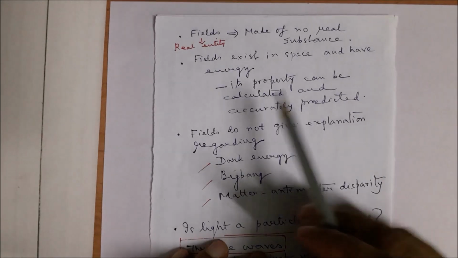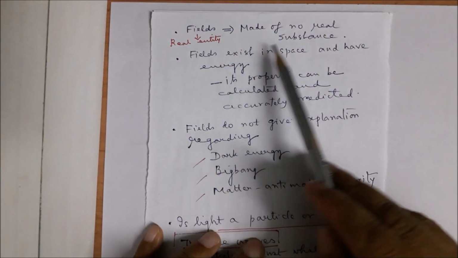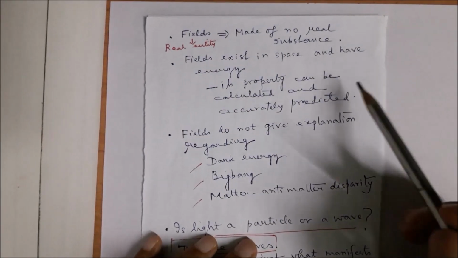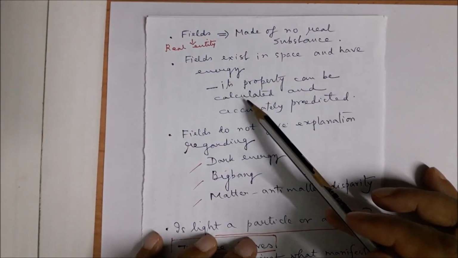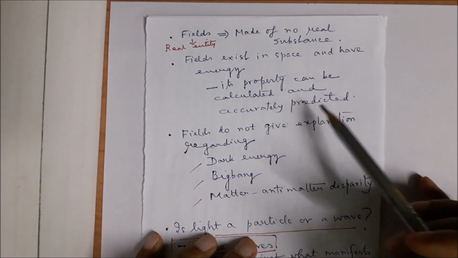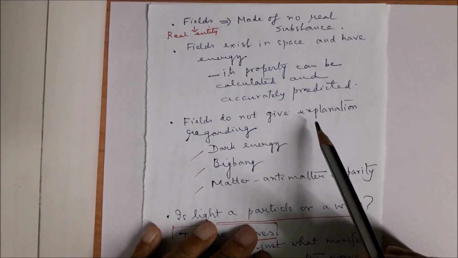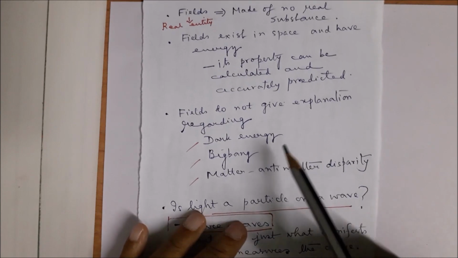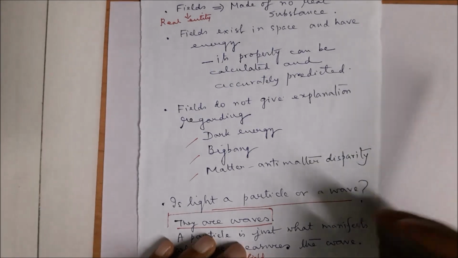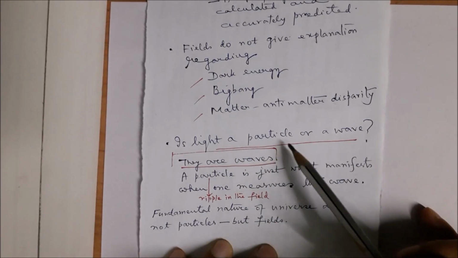Let us mention a few facts. Fields are real entities, but they are not made of any real substance. Fields exist in space and have energy, they carry energy, contain energy, and the properties of a field can be calculated and accurately predicted. But this field theory does not give any explanation regarding dark energy, the Big Bang, matter-antimatter disparity, and so on. Let us now come back to the question, is light a particle or a wave?